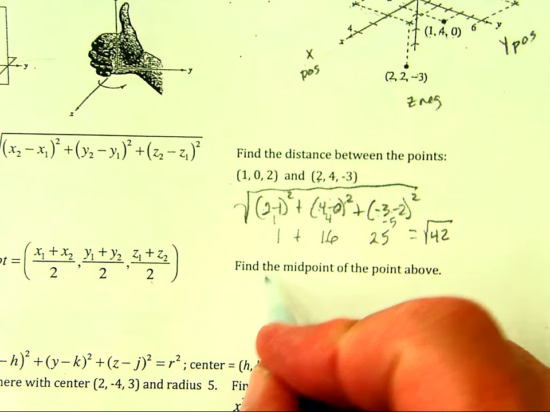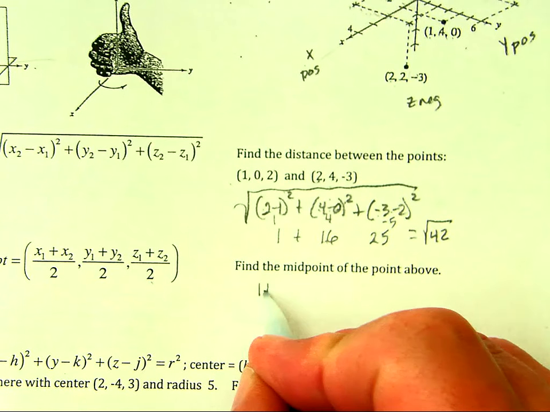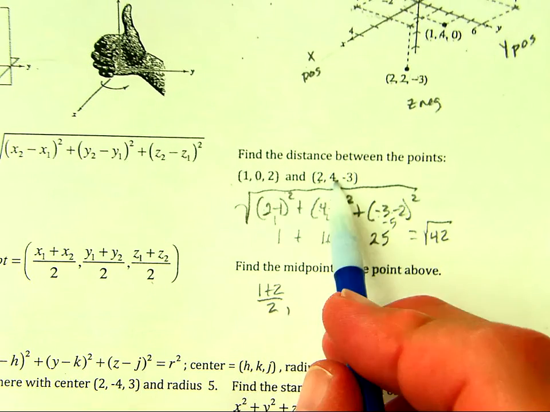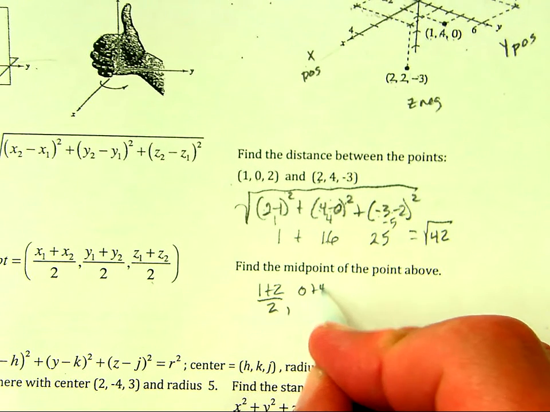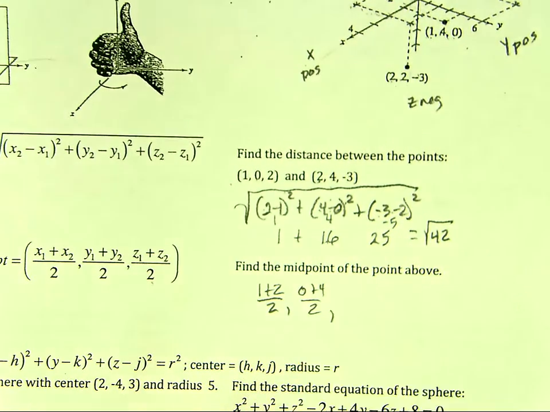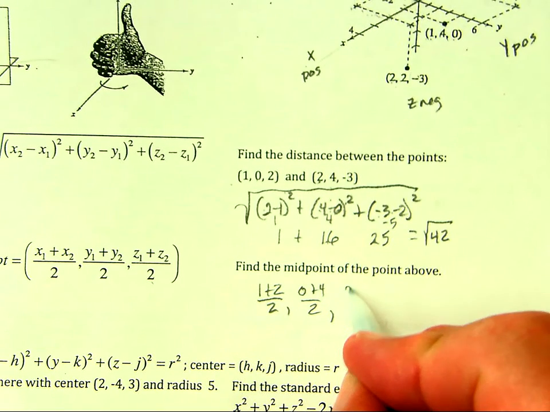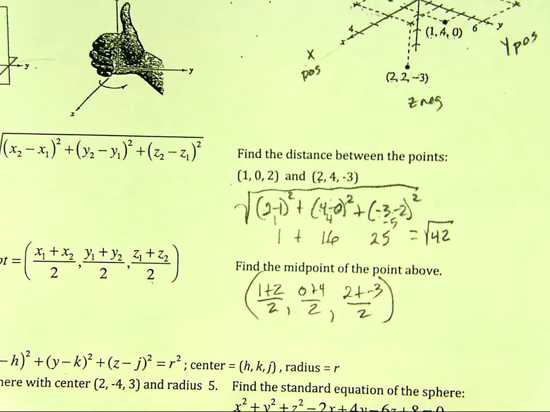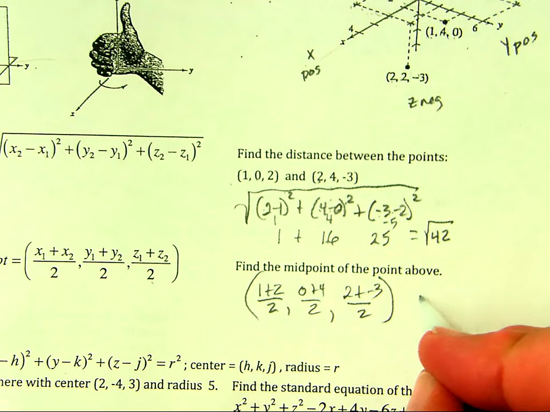We average the x's. So it'd be 1 plus 2 divided by 2. Then we average the y's, 0 plus 4 divided by 2. And then we average the z's, 2 plus a negative 3 divided by 2. Now simplify that, 1 plus 2, that'll be 3 halves.